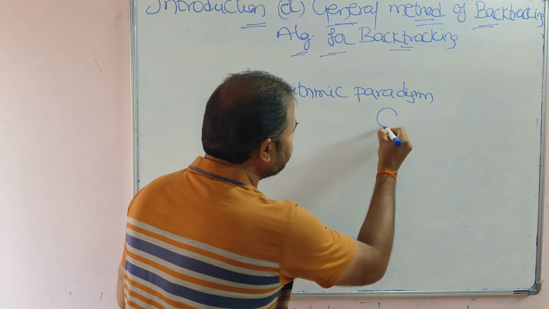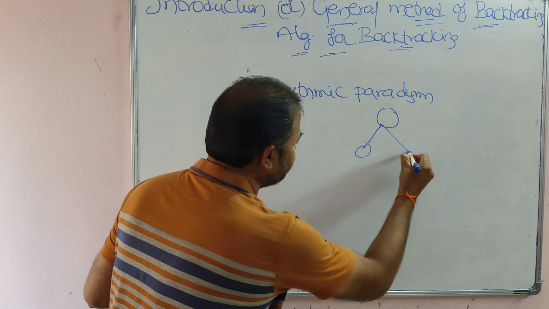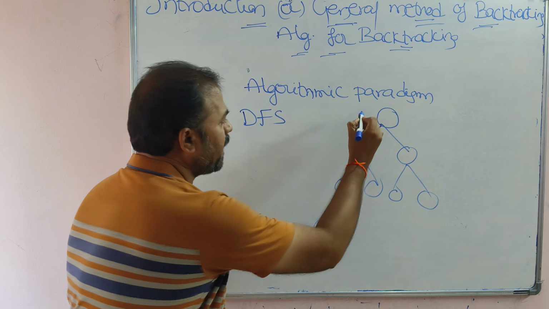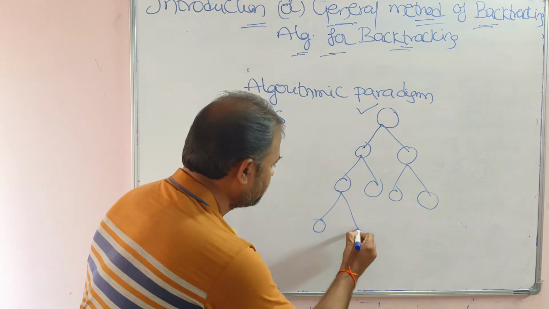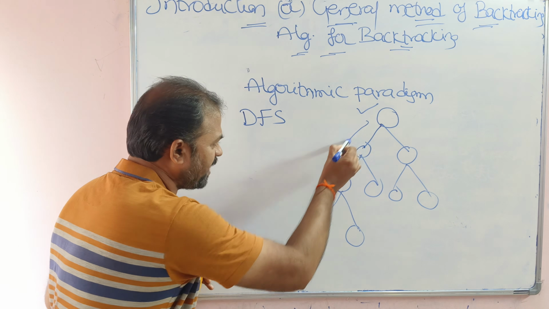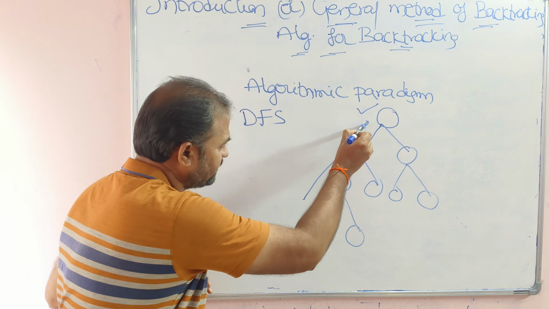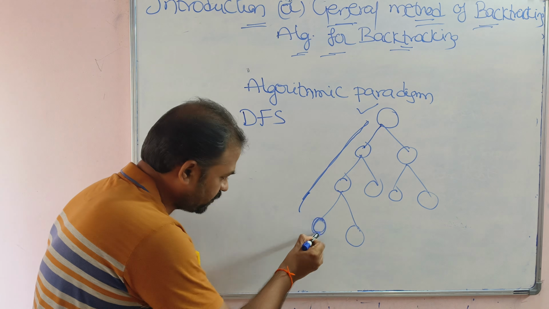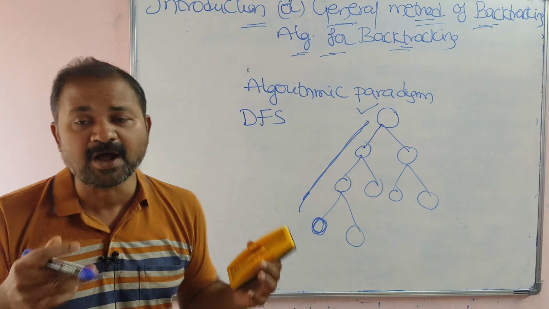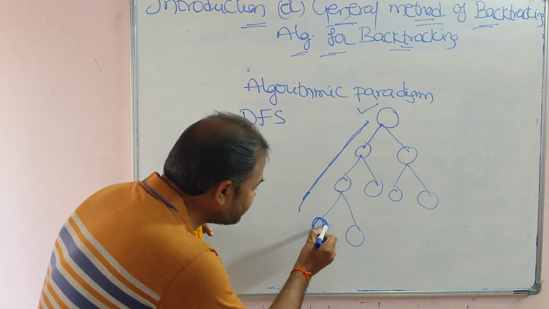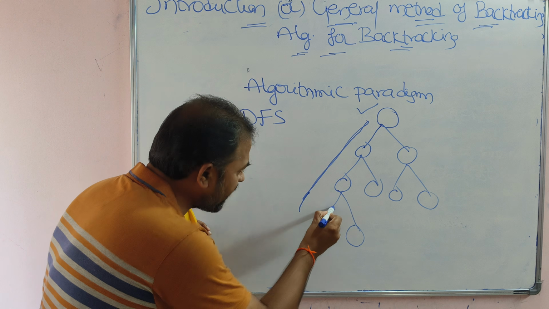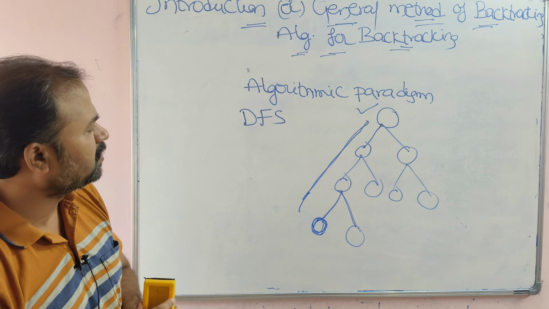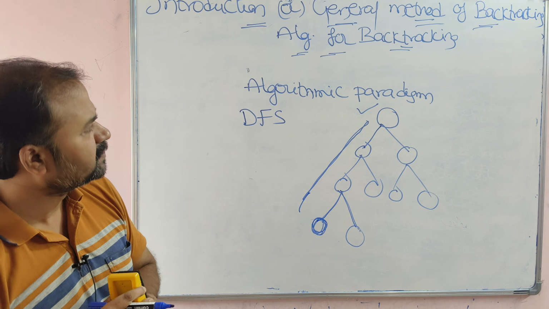We have to start at a root node. Let's say we have a tree like this. We start at the root node and select a path. Let this path be selected. Traverse via this path until we get the deepest node. Deepest node means there are no other nodes. Once we reach the deepest node, then do the backtracking and traverse the remaining nodes also. So this is what DFS is.